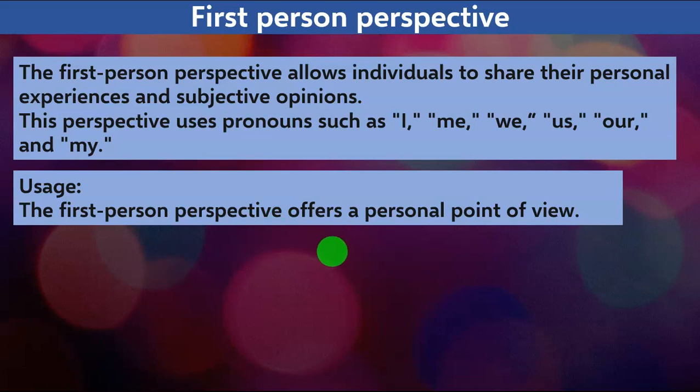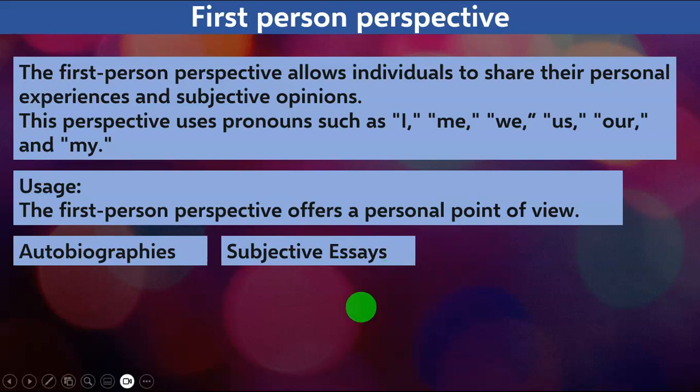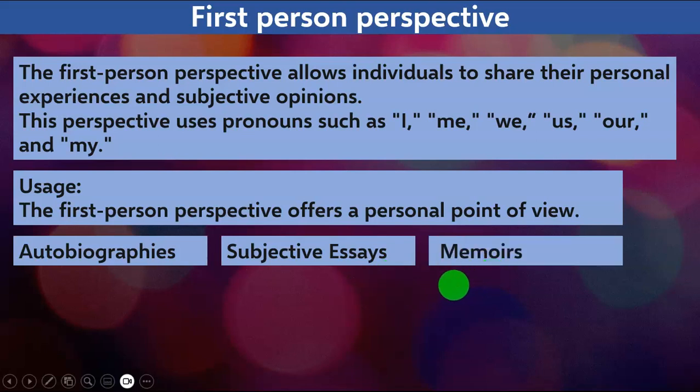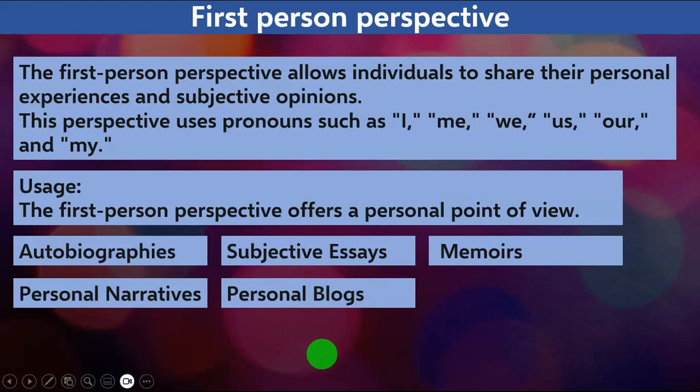The first person perspective offers a personal point of view. It is used in autobiographies, subjective essays, memoirs, personal narratives and personal blogs. Right? These are some of the examples where you use the first person perspective. Now, let us look at specific examples of some of them.